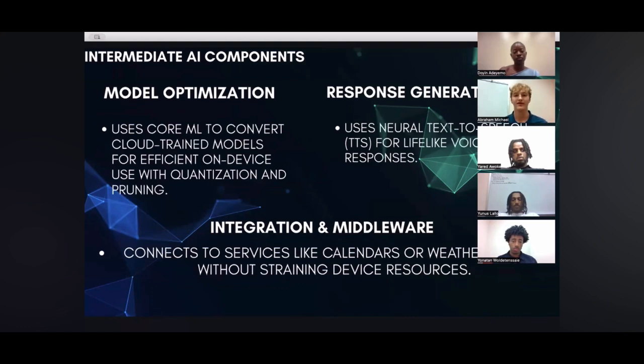Additionally, model optimization plays a role. Apple uses Core ML to convert large cloud-trained models into versions that run efficiently on iPhones and other devices. After generating a response, Siri uses text-to-speech to convert it back into spoken language with a natural tone. Additionally, to support tasks like checking the weather or setting reminders, Siri uses middleware and APIs to securely connect with external devices and services without overwhelming the device.